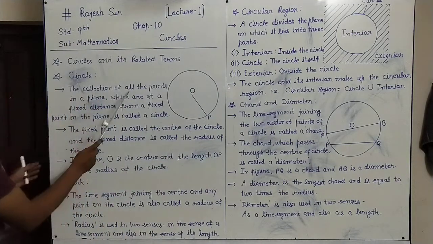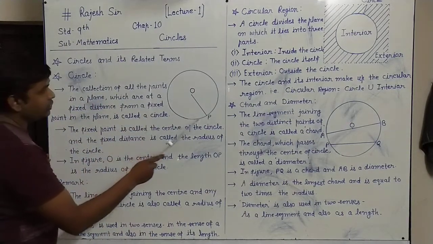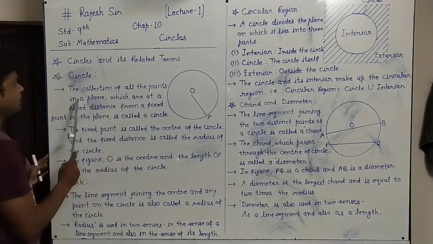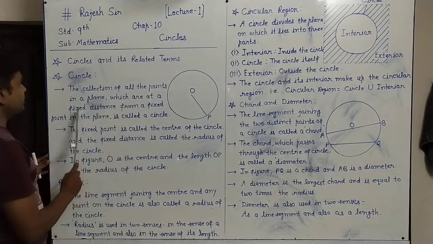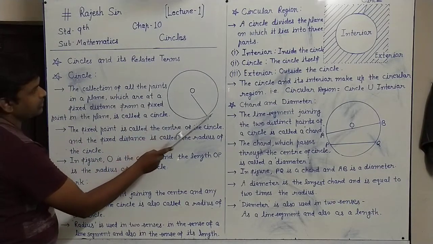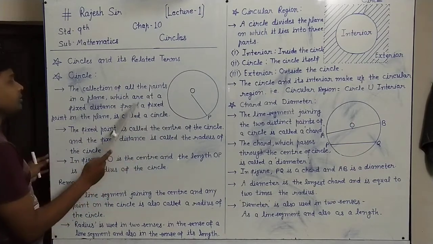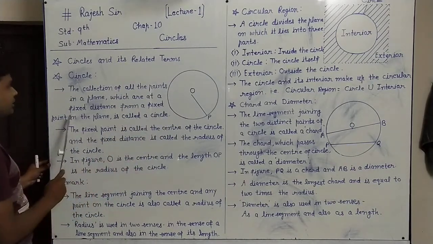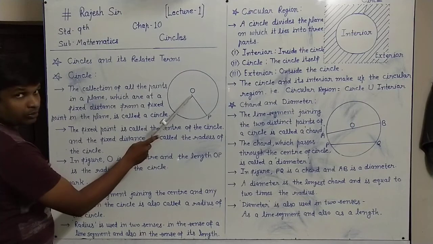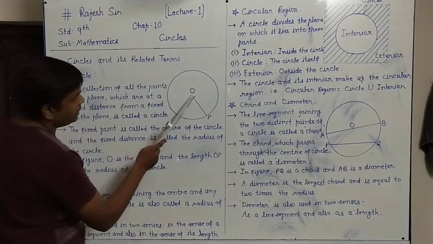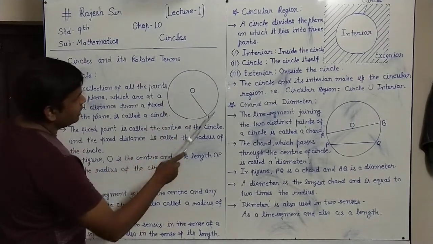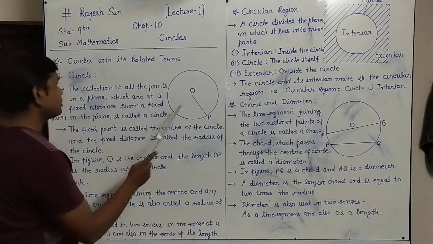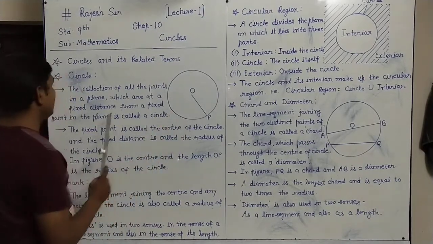The collection of all the points means these are all the points in a plane which are at a fixed distance. They are all at the fixed distance from where? From a fixed point in the plane. The fixed point is O. From this fixed point, all these points are at a fixed distance. So this collection of all the points is called a circle.